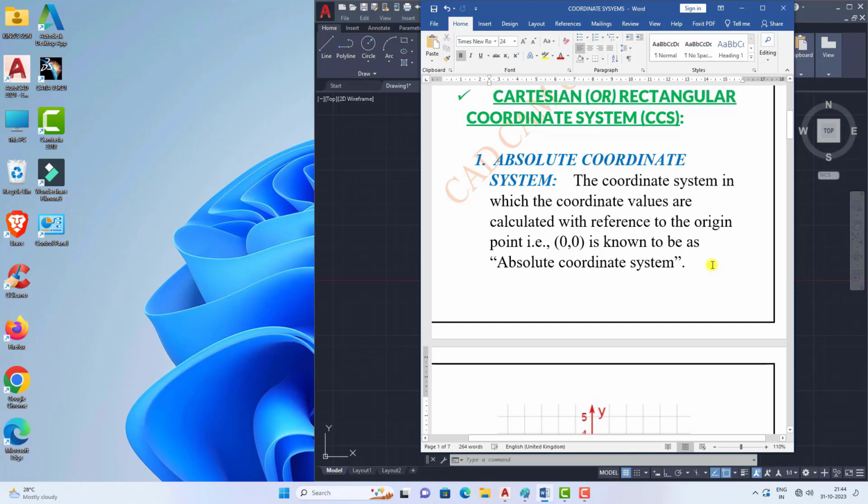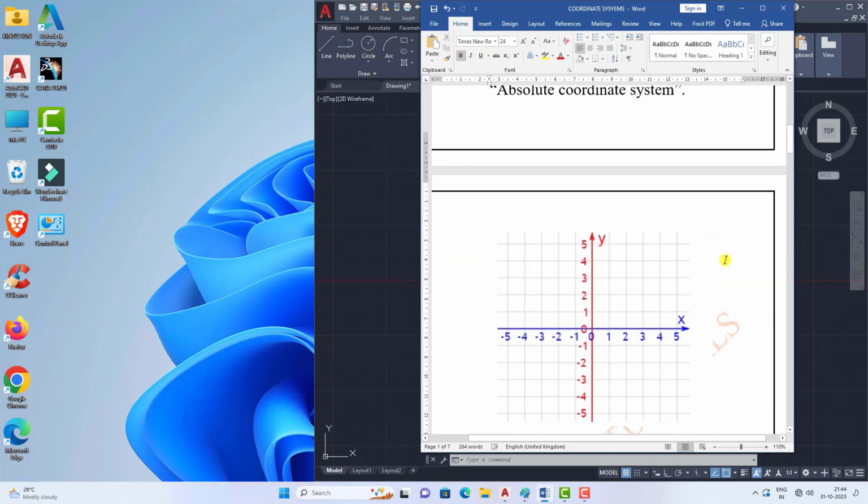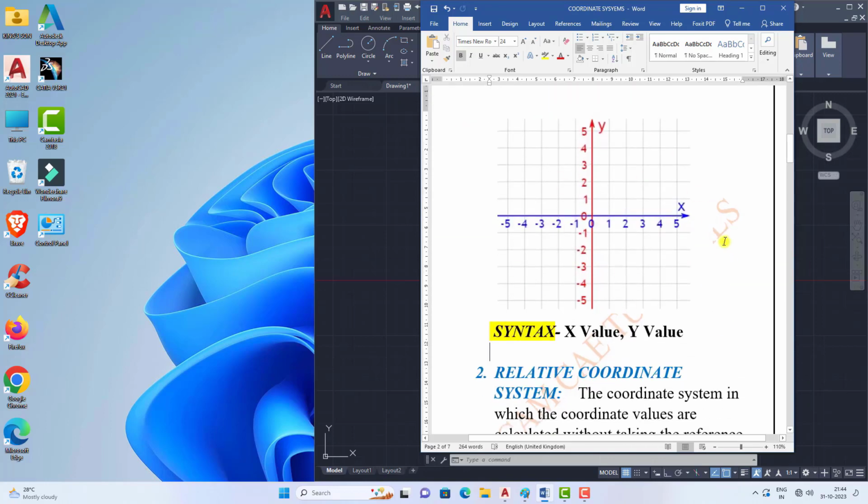This is the graph, it appears like this, and here there is 0, 0. This is the origin point. If you go rightwards from the origin point, the values will be positive, and in the similar way, if you go upwards from the origin point, the values will be positive. If you go leftwards or downwards from the origin point, those values will be negative.